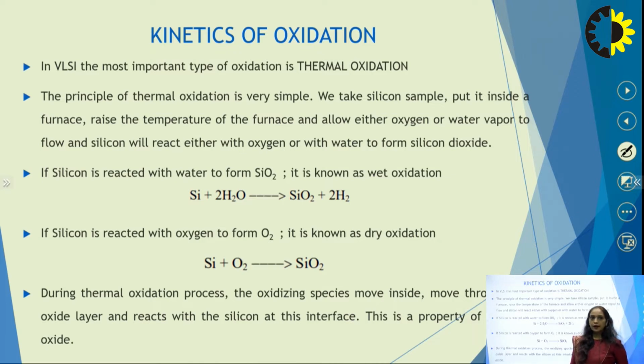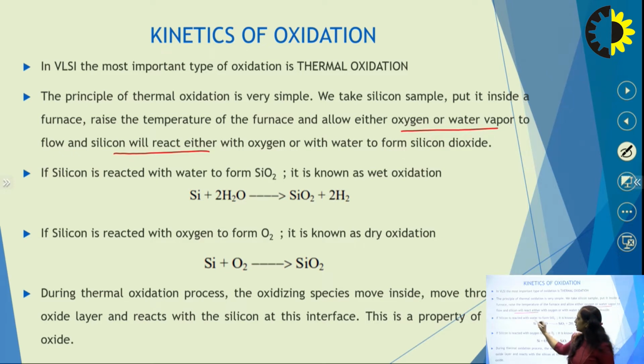So next is kinetics of oxidation. In VLSI, the most important type of oxidation is thermal oxidation. The principle of thermal oxidation is simple. We take the silicon sample, put it inside the furnace, and increase the temperature. We provide the oxidation species, that is oxygen or water vapors, and the silicon will react with either oxygen or water to form silicon dioxide.